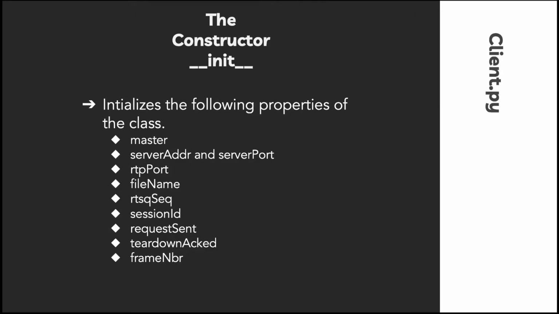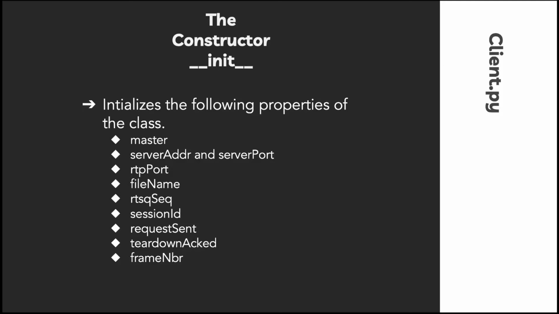The client.py file implements the client class. The constructor initializes the following properties of the class. The master contains the Tkinter root widget and it's also set to call the handler method when the close button is clicked. Then we have server address and server port, which contains the RTSP server port. Then RTP port, which contains the RTP port. Then file name, which contains the desired file that we need to stream, in our case movie.Mjpeg.